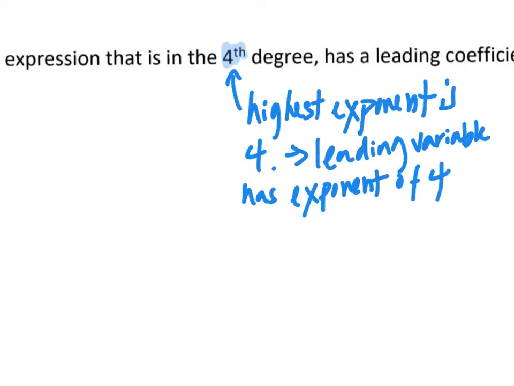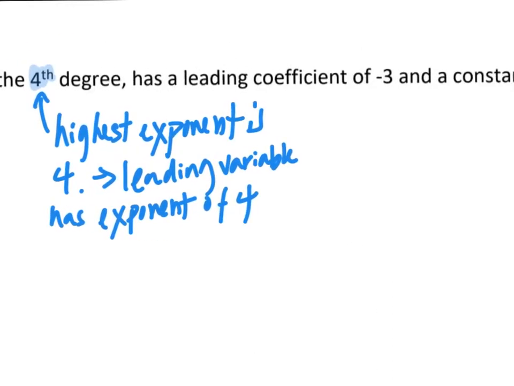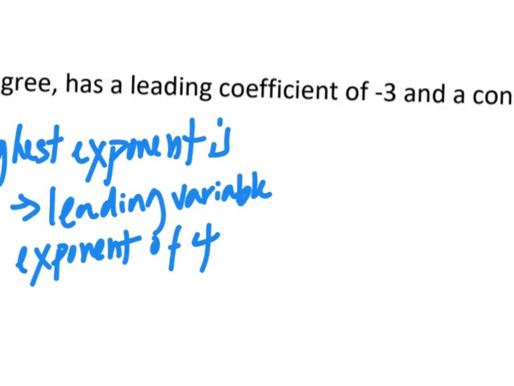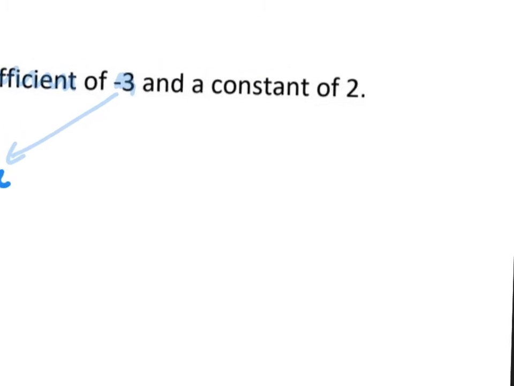Great. So let's look at the next piece of information that we have. Now, we have a leading coefficient. Okay, so that's going to be the coefficient in front of my variable that has the highest exponent. So let me just mark that up, that this coefficient is going to be in front of that leading variable. Okay, and then I have a constant, so this is just going to be a regular number. So this constant of 2 is just going to be a regular number.